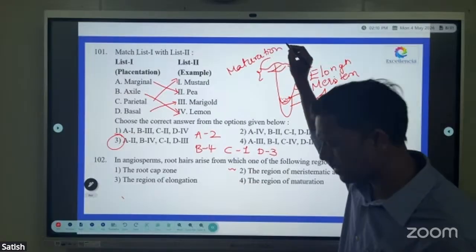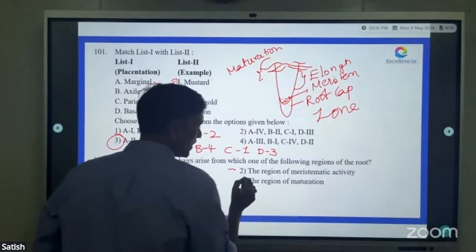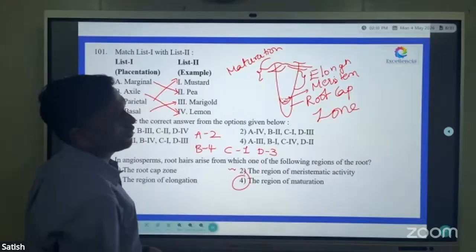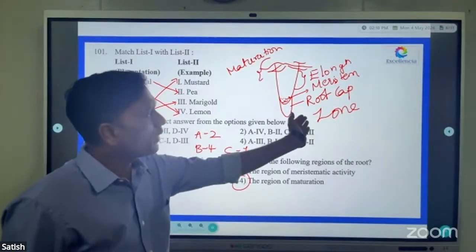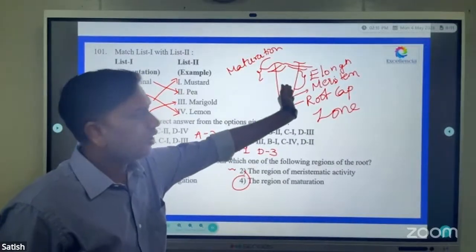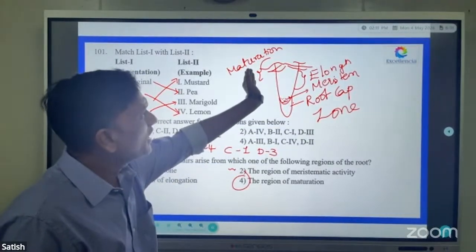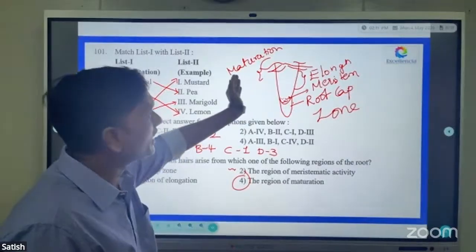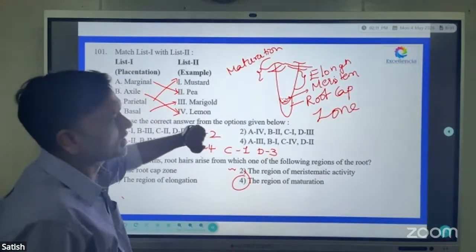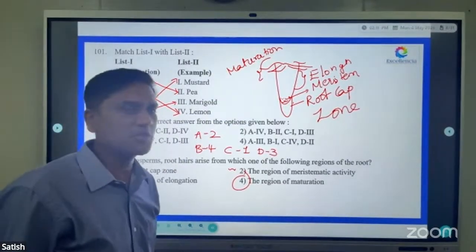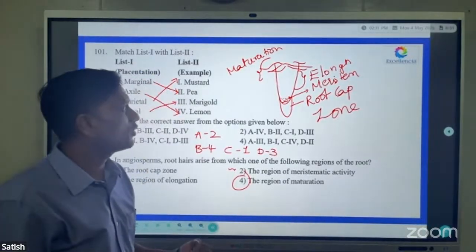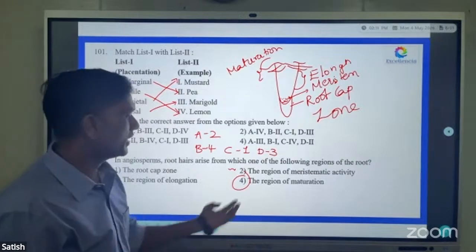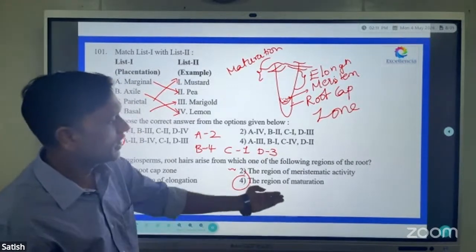So root hairs mainly arise from the region of maturation. Four zones are there in a typical root: number one, root cap region, meristematic region, elongation region, and maturation region. These root hairs are thin, delicate, slender epidermal cells, which are very helpful for the absorption of water and mineral salts. So the main purpose of these root hairs is absorption. They mainly arise from the region of maturation.